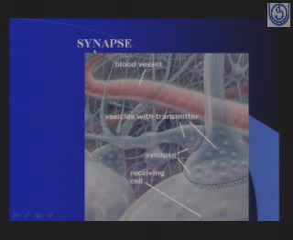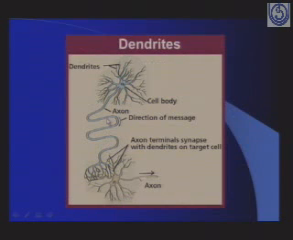So this is where you can find the synapse. That means the joining between the dendrites and axon is known as the synapse, through which the nerve impulse is transmitted. So this is a dendrite, this is an axon. You can see the axon, and in this direction the message is being passed.